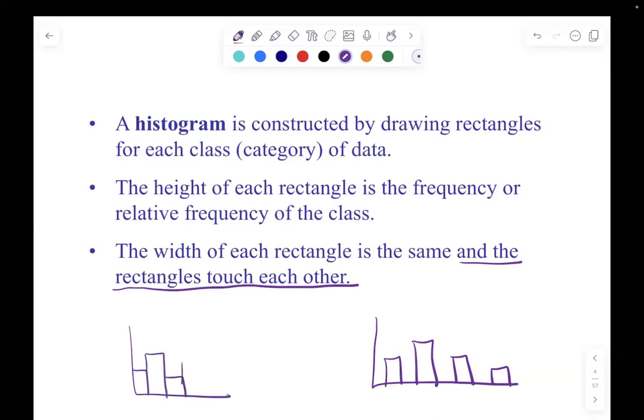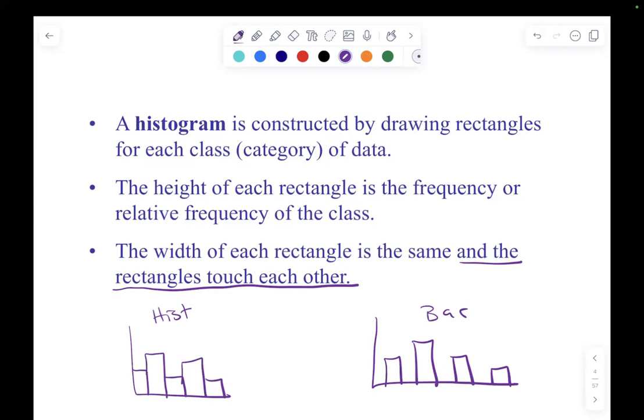This is obviously not the same data set that I'm drawing. So the histogram is on the left, and then the bar graph is on the right. They're very, very similar. We do use histograms occasionally for discrete data, but most of the time histograms are used for continuous data.